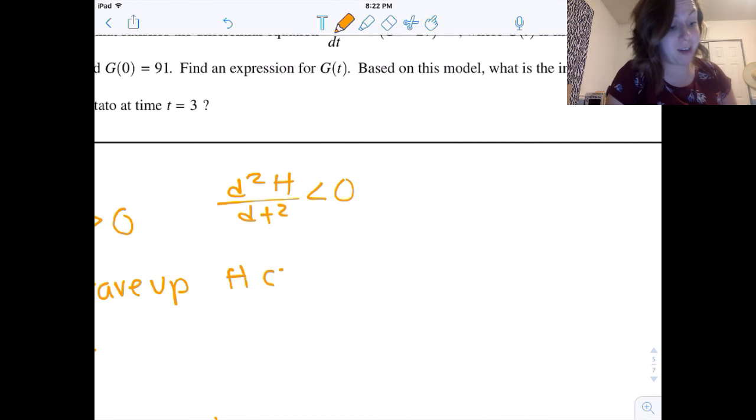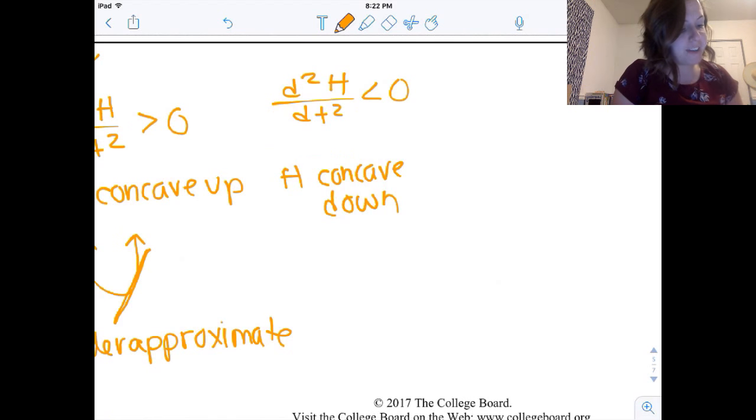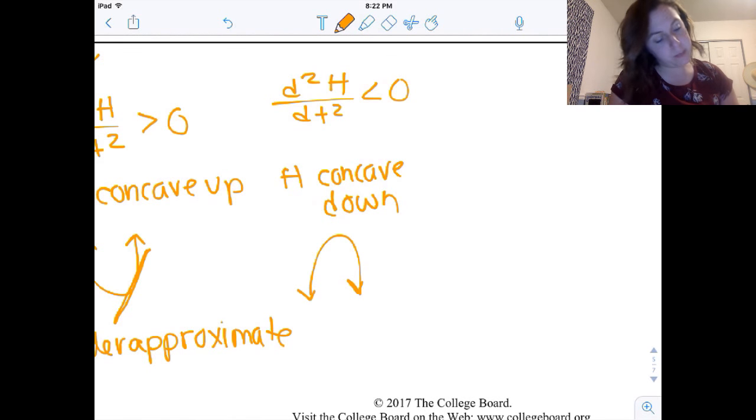Just think about what that means to you. And if that's true, it looks like this. The tangent line is above, right? Which means that this is an overestimate. So that's what I would be looking for in a problem like Part B.